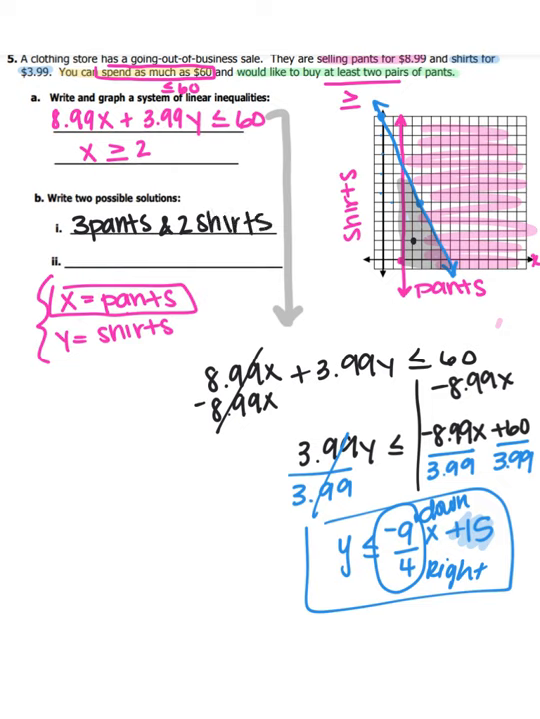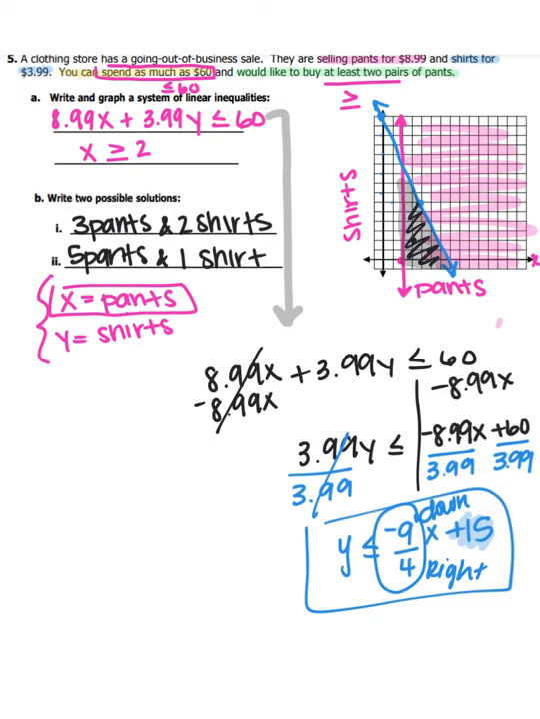Or I could say do 5 pants. So 1, 2, 3, 4, 5 and 1 shirt. That's also in there. So 5 pants and 1 shirt. Again, pick whatever makes you happy. It just has to be in that little region.